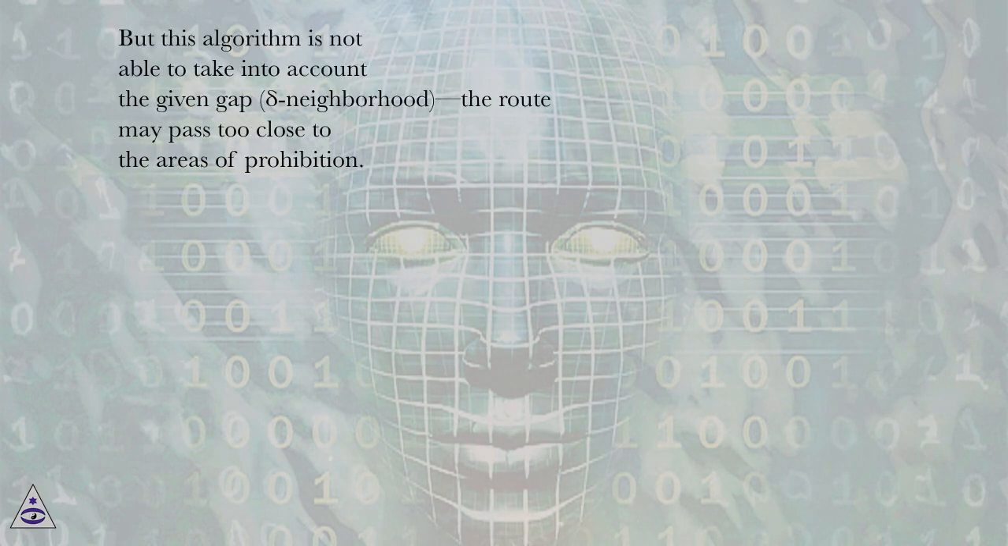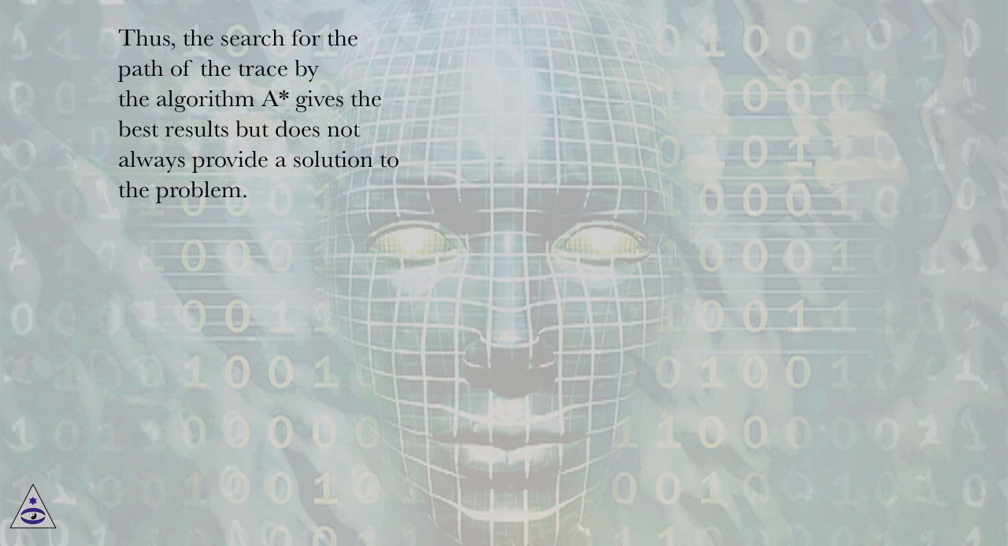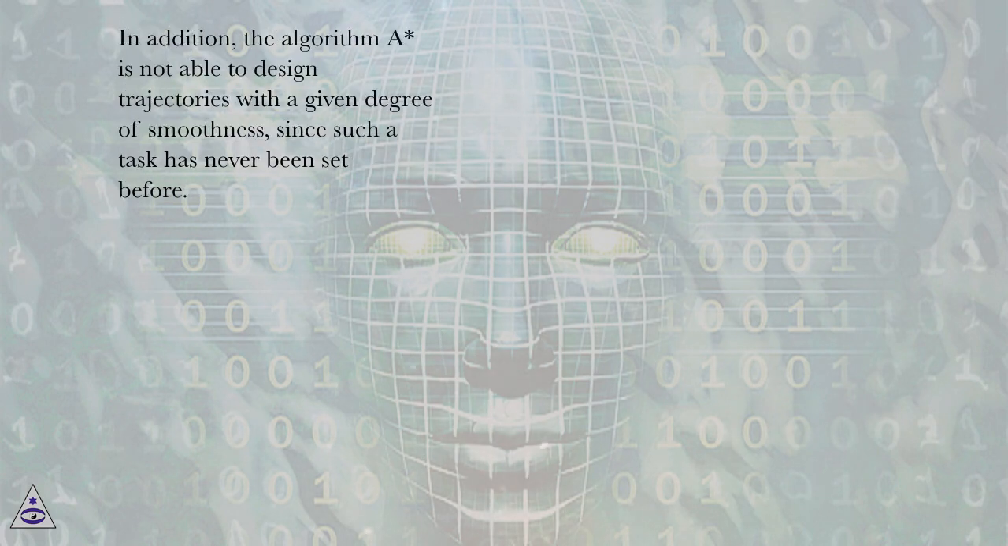But this algorithm is not able to take into account the given gap, delta neighborhood, so the route may pass too close to the areas of prohibition. Thus, the search for the path of the trace by the algorithm A* gives the best results but does not always provide a solution to the problem. In addition, the algorithm A* is not able to design trajectories with a given degree of smoothness, since such a task has never been set before.